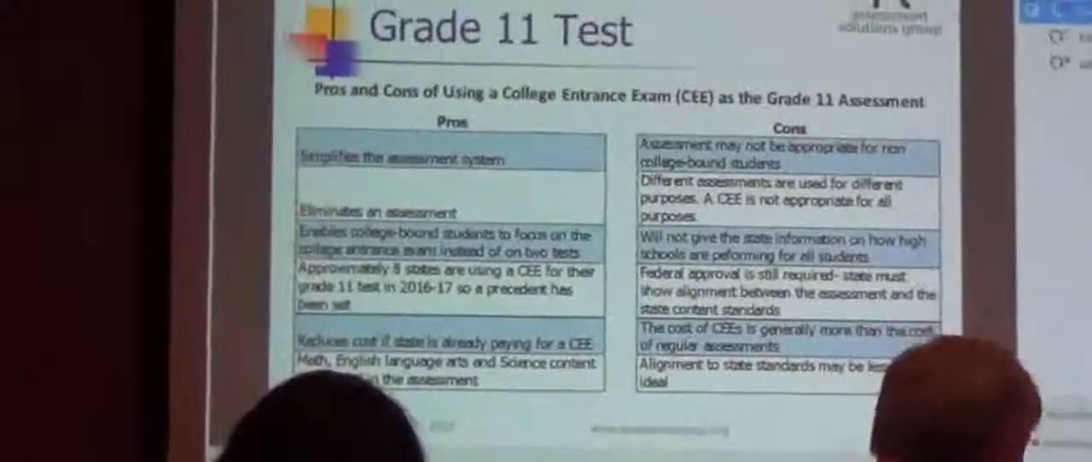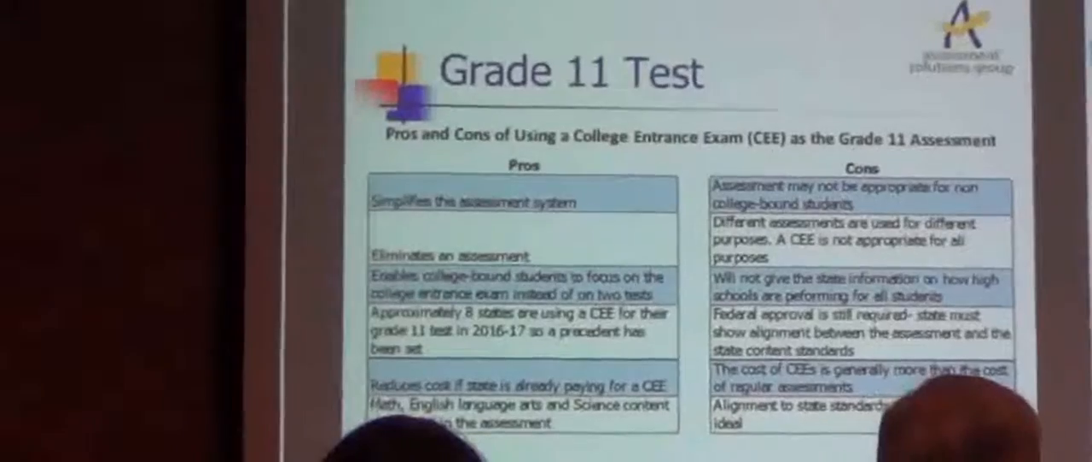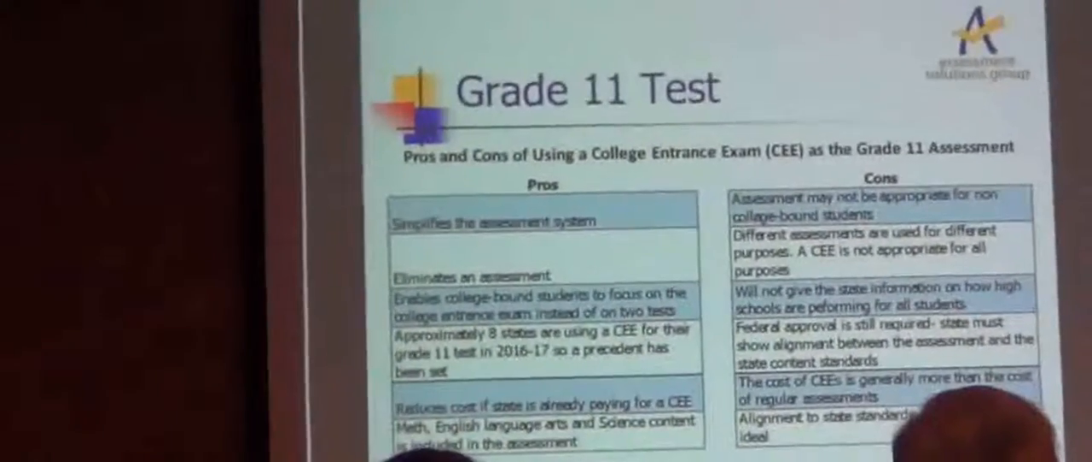It won't give information on how high schools are performing for all students. Well, it will show you a test score for all students, but if you have a different group of students who aren't motivated to work hard on it, it may underestimate their performance. Federal approval is still required, and the state has to show alignment.